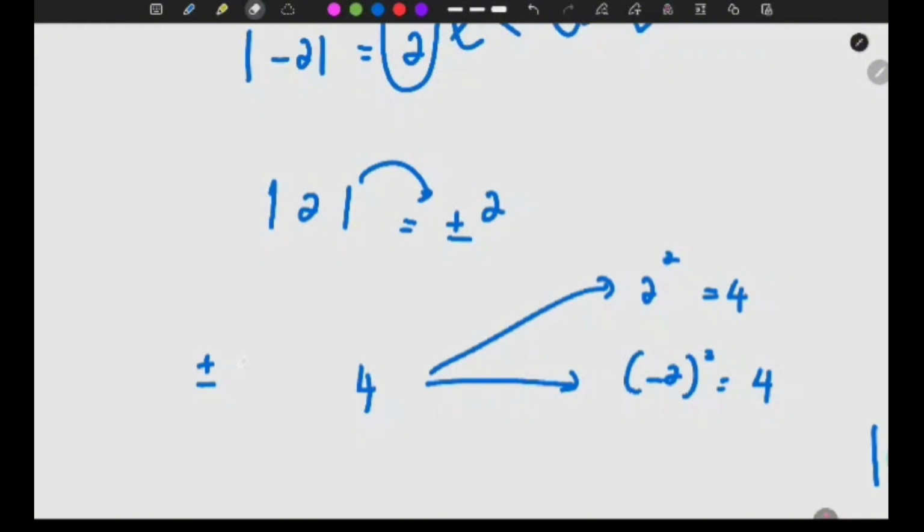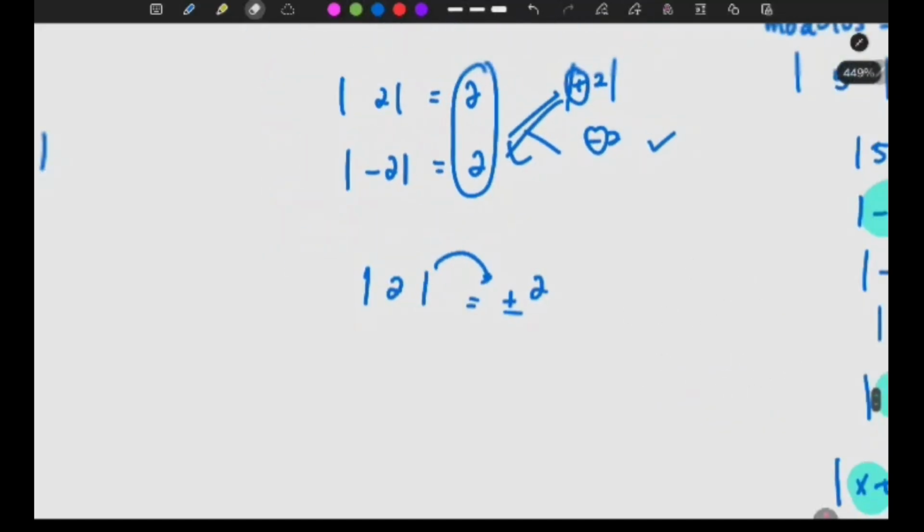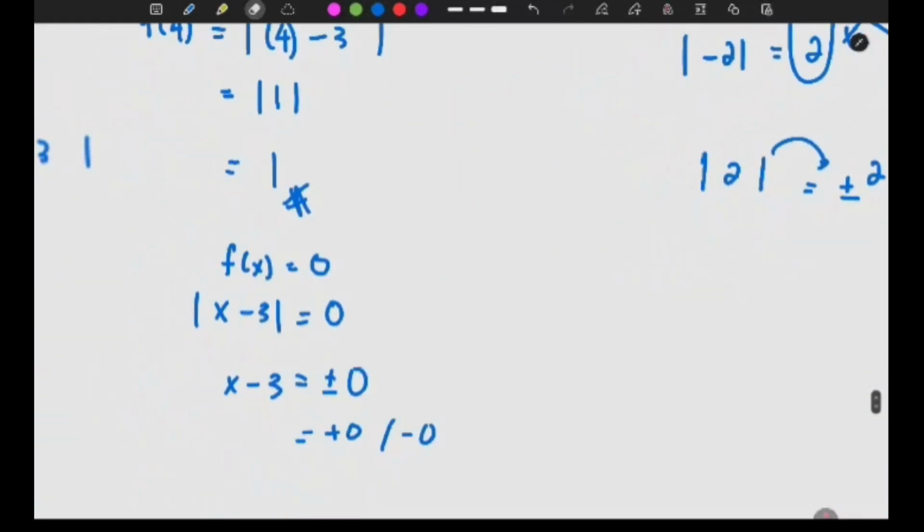I hope you guys get it. If not clear, watch again or watch other people's YouTube videos and then get back to this. You might understand, but I hope this helps your understanding. So that's how you should move your modulus. Make it plus minus. It's always the same.